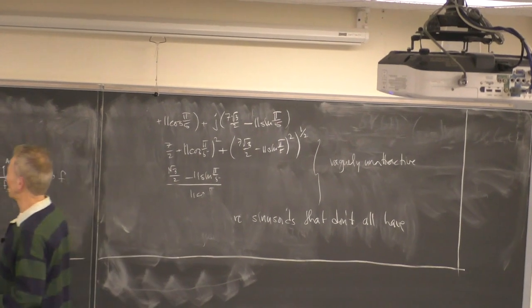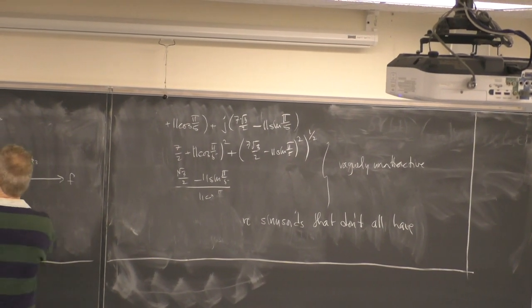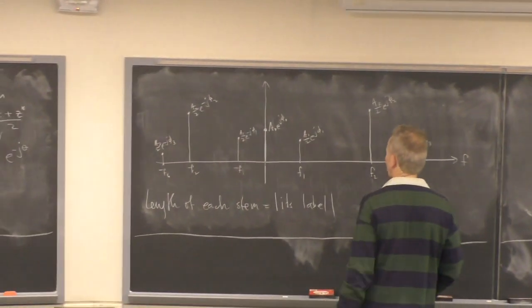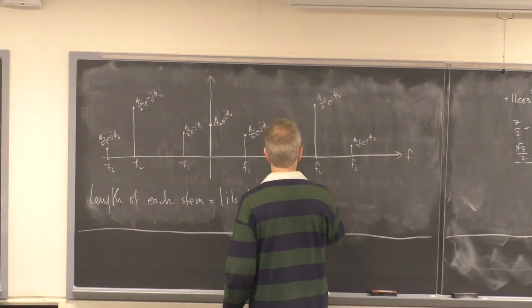OK, its label. So for example, in this picture, a1 is smaller than a2. And notice that the e to the j phis don't contribute to these things.